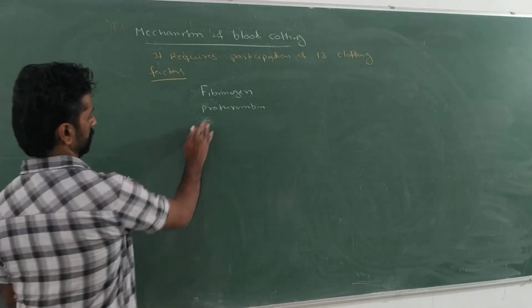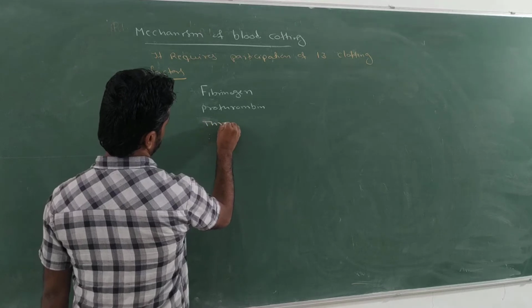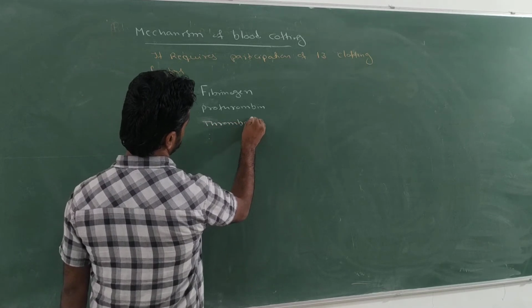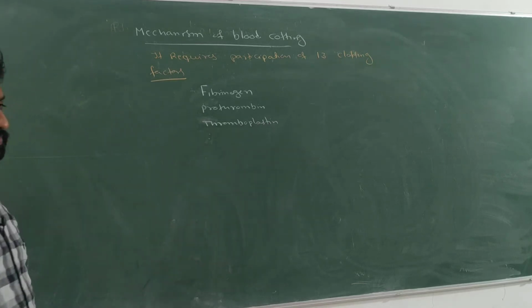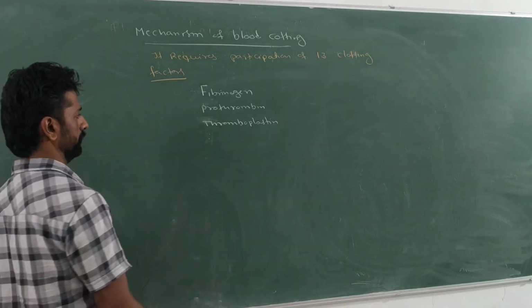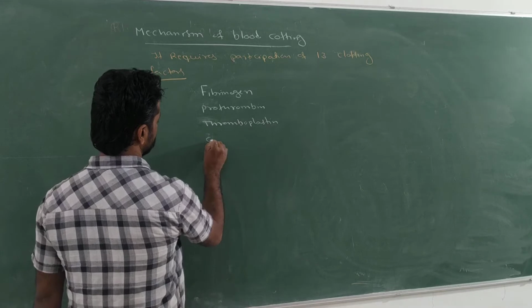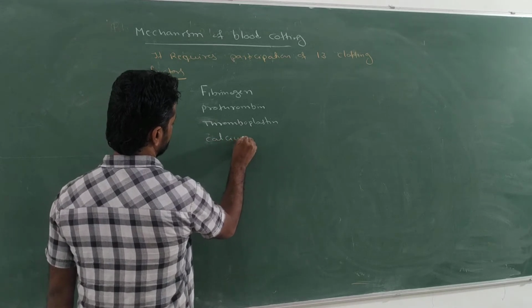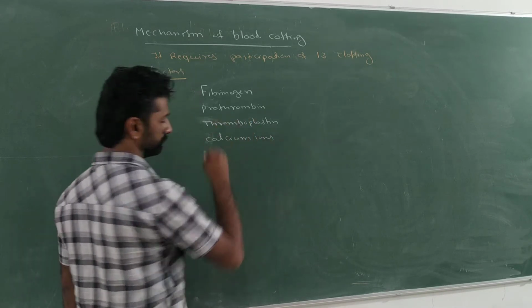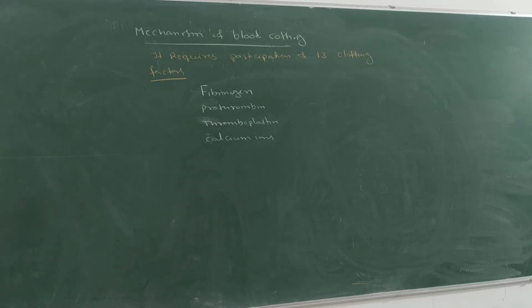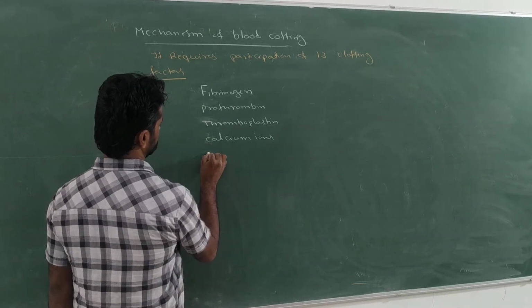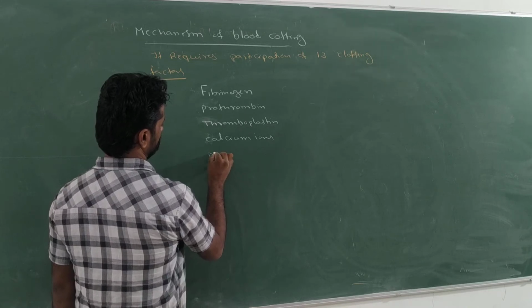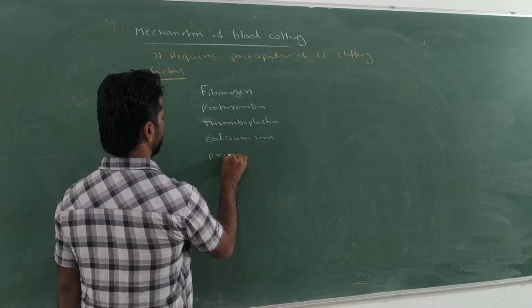Okay, next is thromboplastin. So fibrinogen is the first one. Next is prothrombin, and then thromboplastin. Fourth one is calcium ions. Next is proaccelerin.